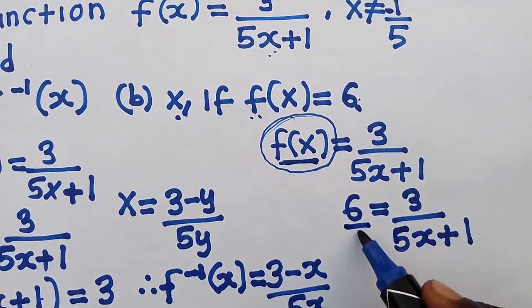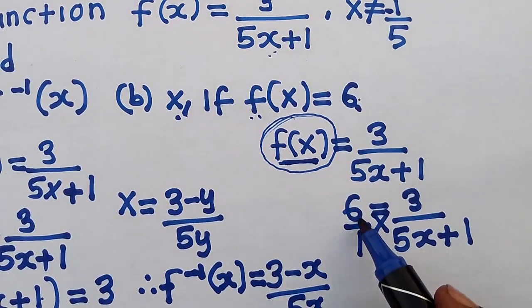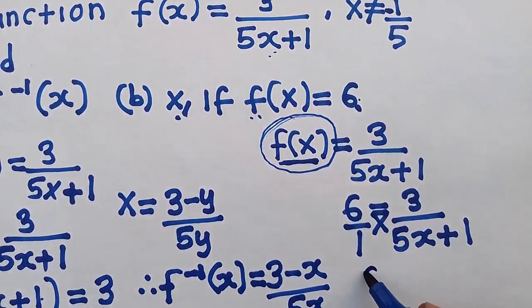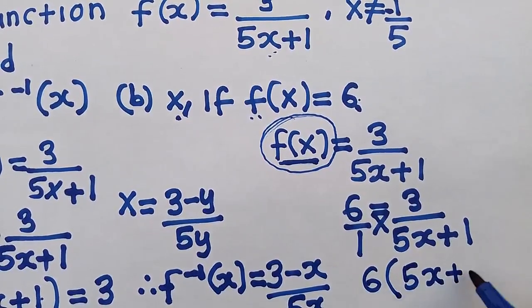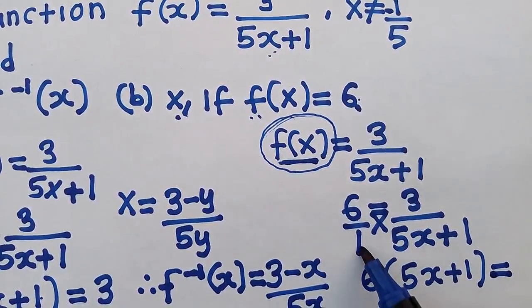Then you say over 1 here, then you cross multiply. Why are you doing this? So that you find the value of x. So we cross multiply, so don't make a mistake here. Since this is a 6, these are two terms here, so we are going to put them in brackets. We are going to say 6, open bracket, 5x plus 1, which is equal to 1 times 3.